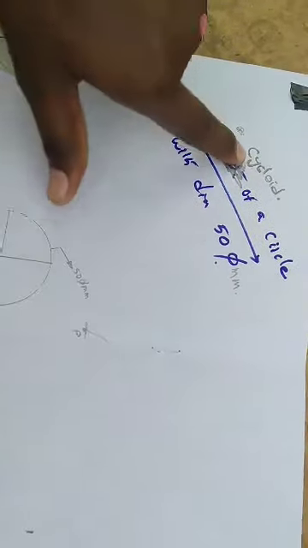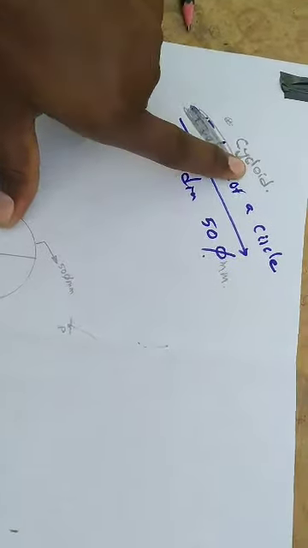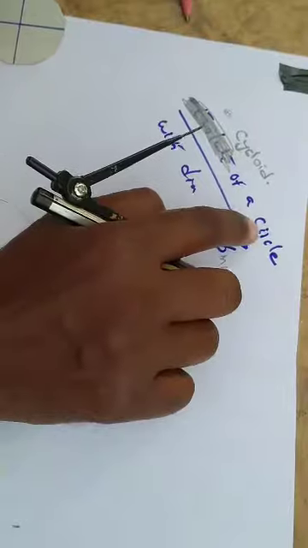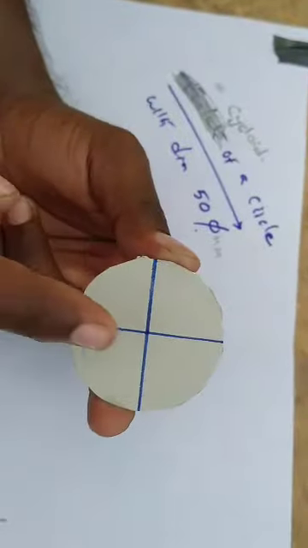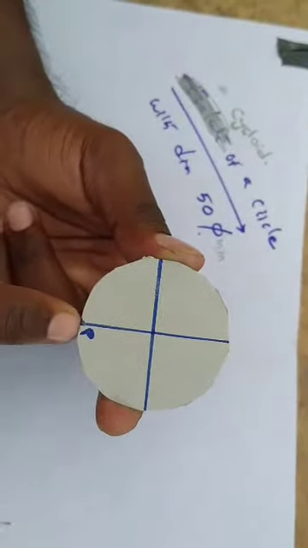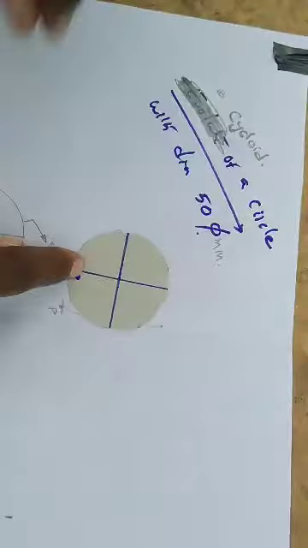Today we will discuss the cycloid of a circle. What is meant by a cycloid? This is a circle, and this is the base point P.